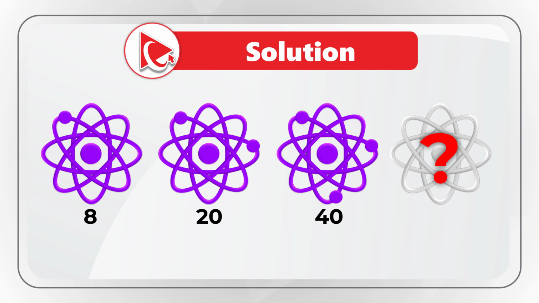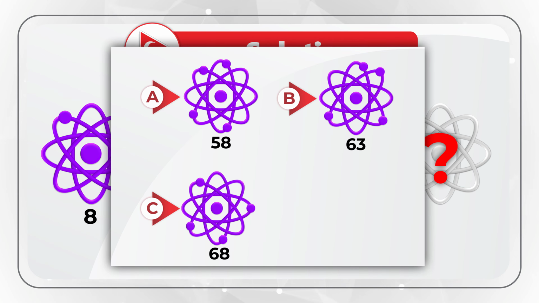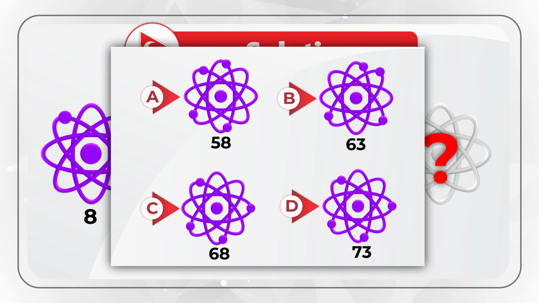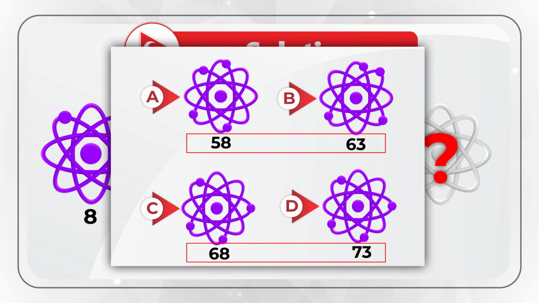So we can reasonably conclude that the fourth and missing shape will have 4 spheres. Well, this is not much help here, because if you look at the choices A, B, C, and D, they all have 4 small spheres. So our next step to solve this challenge is to look at the bottom number.